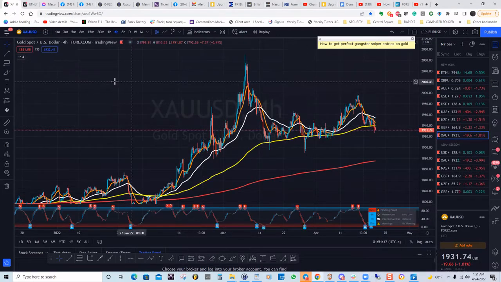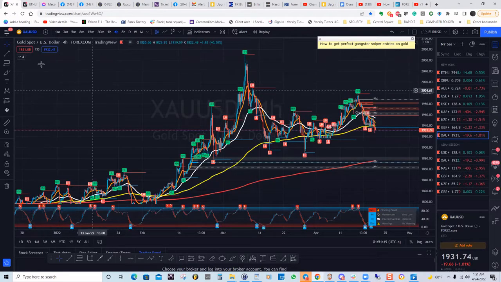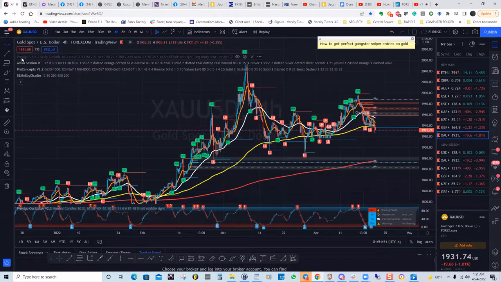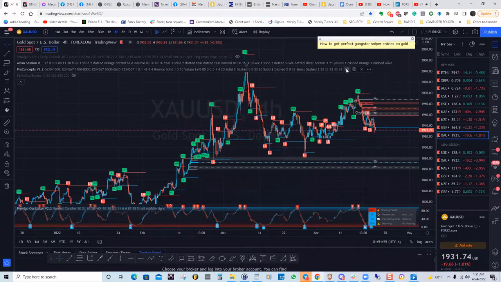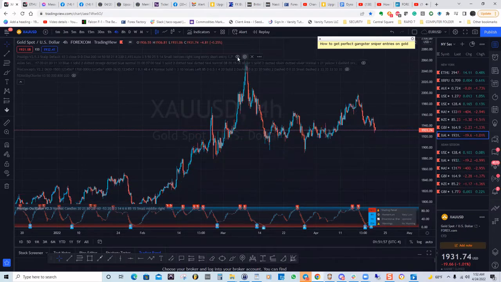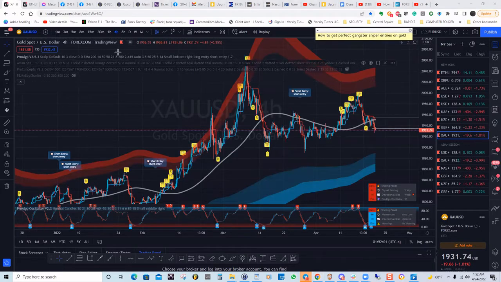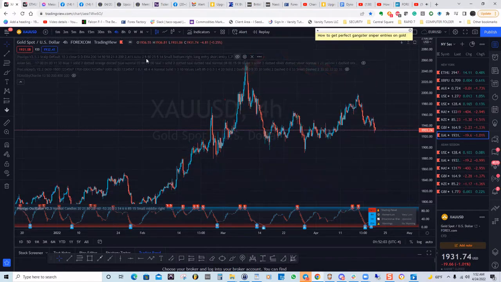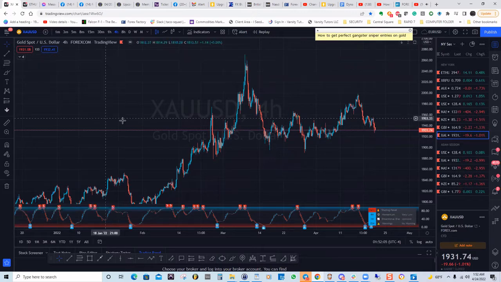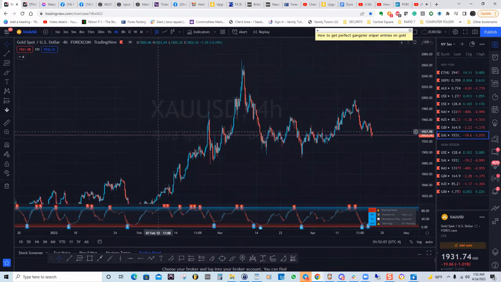All right. How do we get perfect entries on gold, man? I got a whole bunch of indicators here. Some of these indicators do help, but let's break it down for price action. We want to find out how we can get perfect entries on gold. So this is where gold is right now, right? So this is what we're going to do.